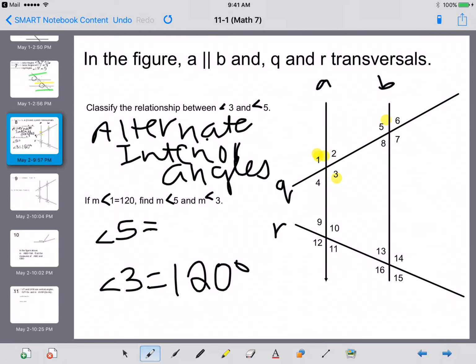And then 3 and 5, guess what? We already said they're alternate interior angles. And alternate interior angles also have the same degree measure. So angle 5 is also 120 degrees.